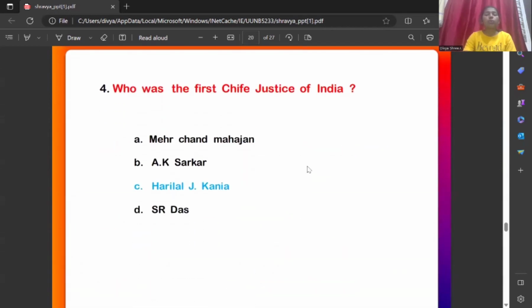And the fourth question is, who was the first Chief Justice of India? The options are: option A is Meher Chand Mahajan, option B is A.K. Sarkar, option C is Harilal J. Kania, and option D is S.R. Das. The correct answer is option C, that is Harilal J. Kania.